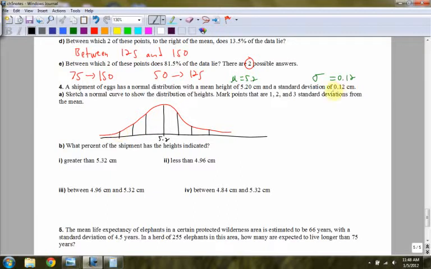Okay. Standard deviation is 0.12. So that means from 5.2, I'm going to go up 0.12. So 5.2 plus 0.12 is 5.32. Then we're going to get 5.44. Then we're going to get 5.56. Going the other way, I get 5.08. Then I get 4.96. Then I get 4.84.